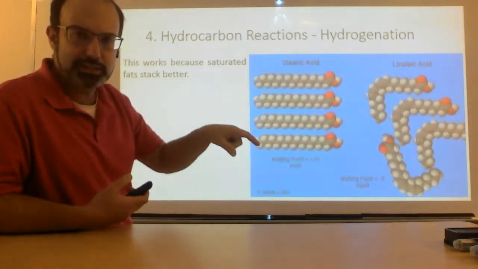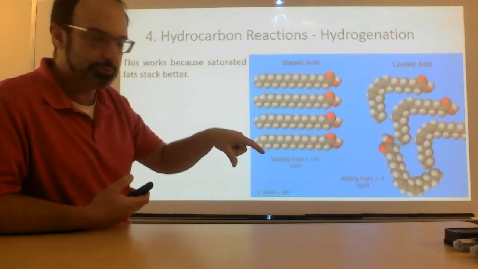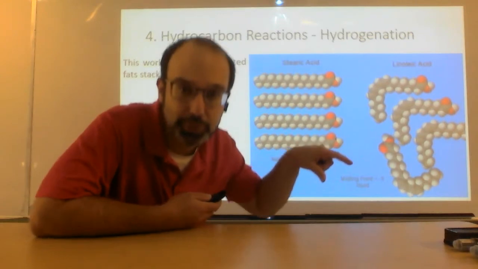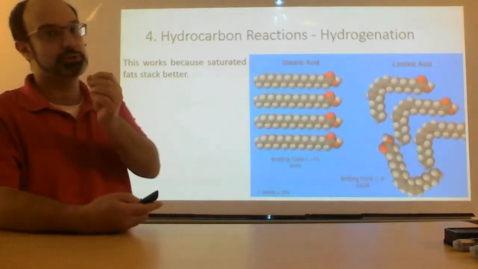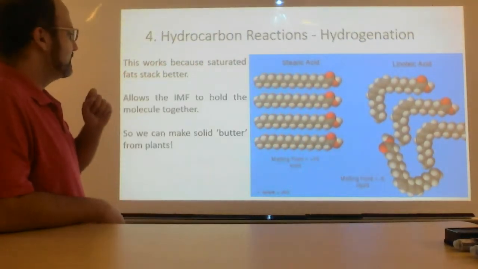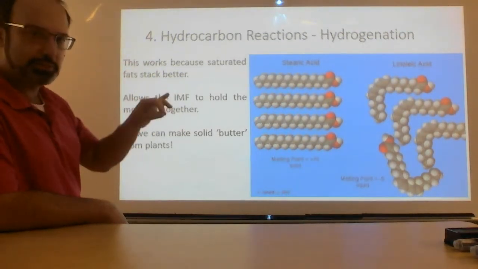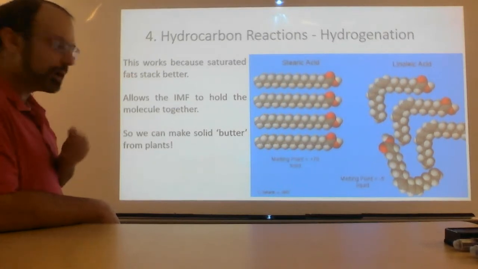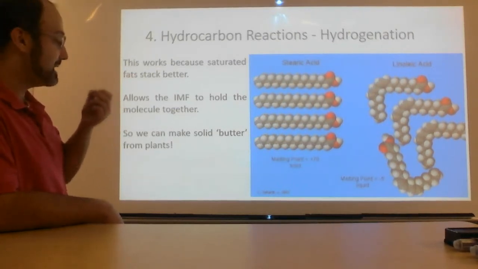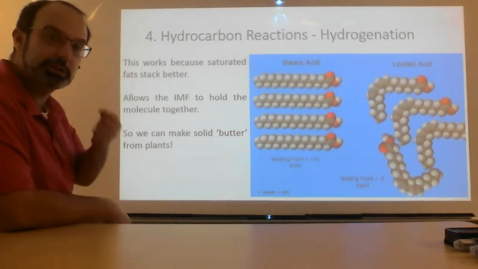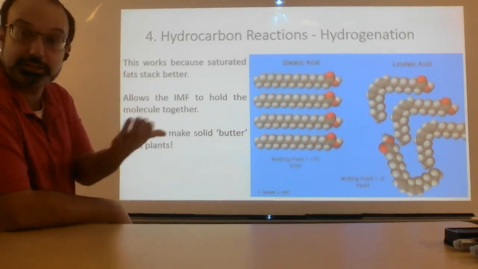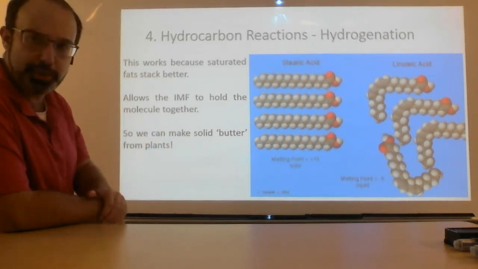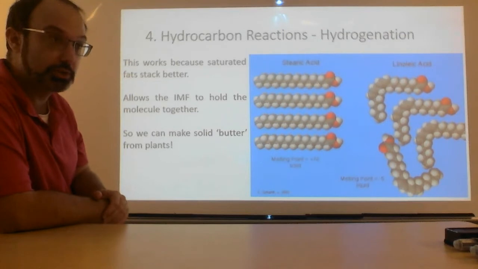And you can see, right? This one here melts at 70 degrees Celsius. This one melts at -5. I'm not sure if you can actually see that. -5, that's not much to go on. So what's going on here? Well, because they stack together better, you can get more intermolecular forces holding the molecule together, right? Little physical properties coming in. So this means that we can make a solid butter, in quotation marks, from plants, a margarine or a shortening. That's what it is. It's plant oil turned solid. Pretty useful for baking. Cheaper, too, as a result.